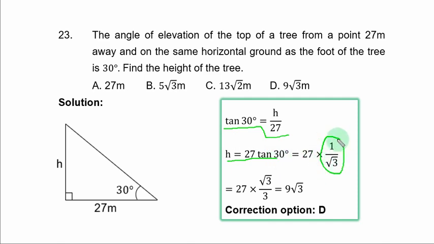Now you need to rationalize this root. To do that, you use root 3 to multiply 1 and you have root 3, and root 3 to multiply root 3 and you have 3. So you have 27 times root 3 over 3. Divide 27 by 3, you have 9 root 3. D is the correct option.